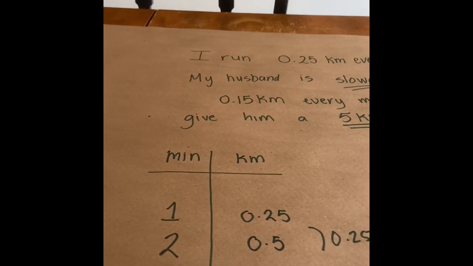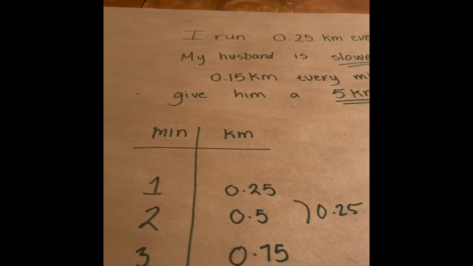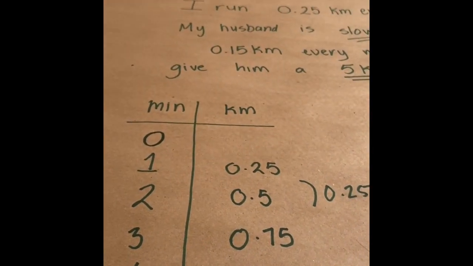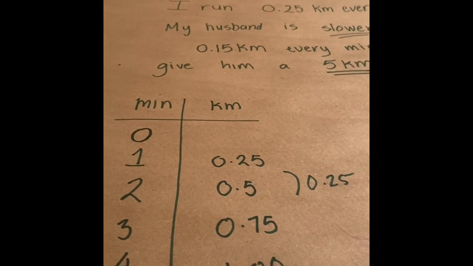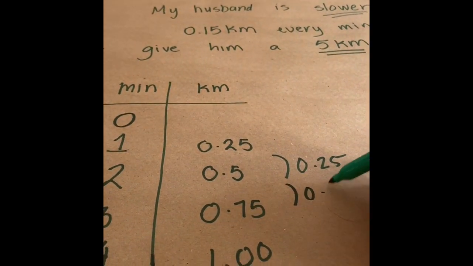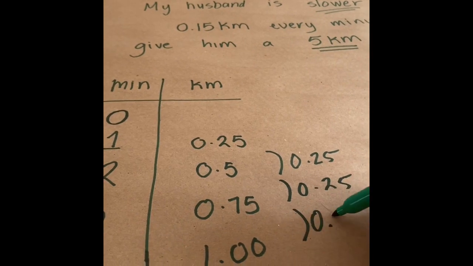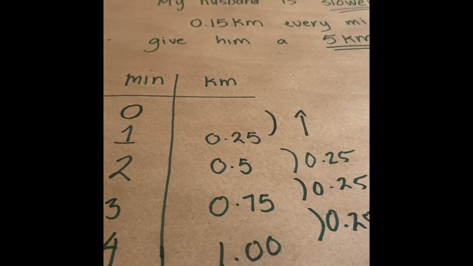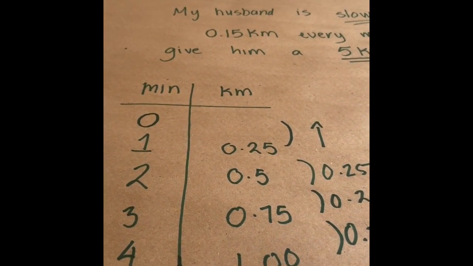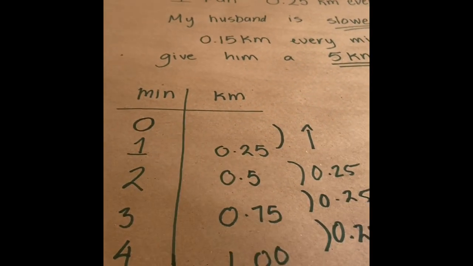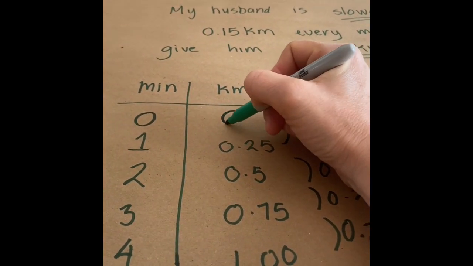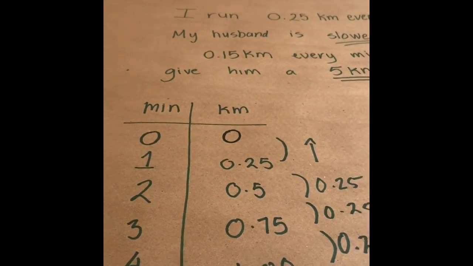But remember, we're making a table of values for the purpose of making an equation, so we always need to start at 0. If my pattern is jumping by 0.25s, I need to jump back 0.25 when I'm going backwards in the table. So 0.25 minus 0.25 means at the beginning, I would be at kilometer 0. That makes sense. Okay, so now let's make a table for my husband.